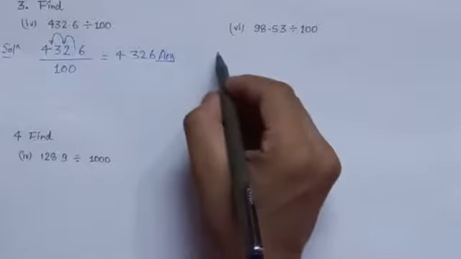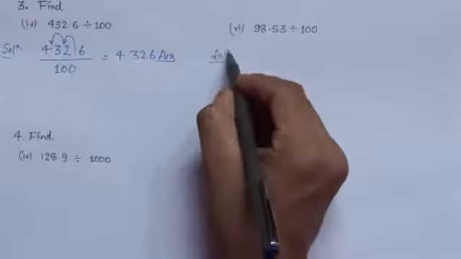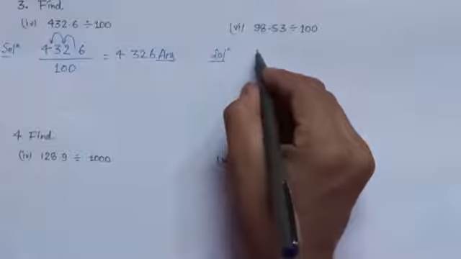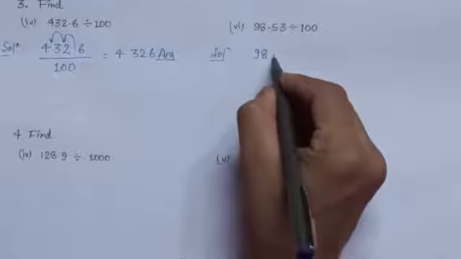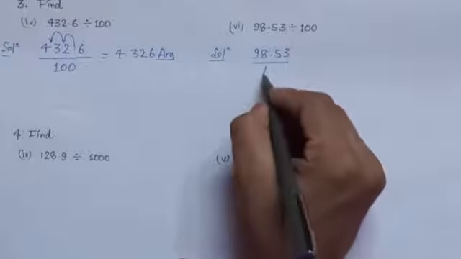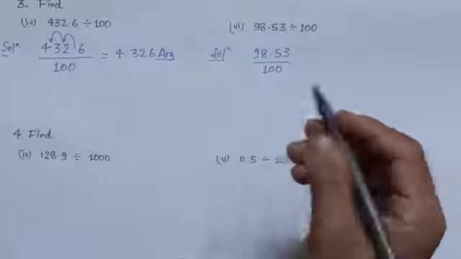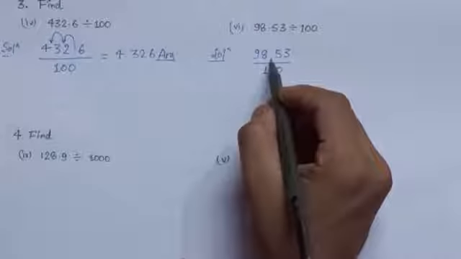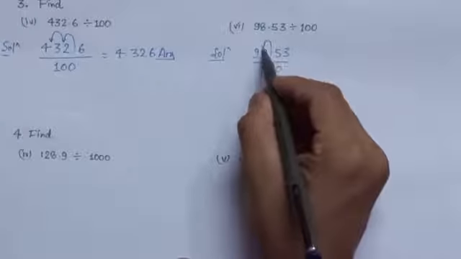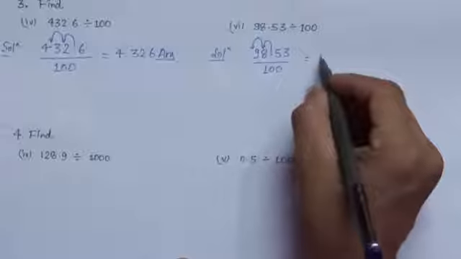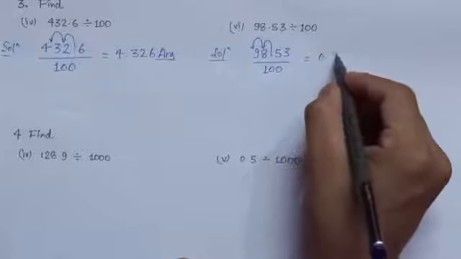In the same way, again we have to divide 98.53 by 100. We can write it as 98.53 by 100. This is our decimal point, and we have to shift this decimal point by 2 places towards the left. This is 1 place and this is 2 places. So our answer is 0.9853.